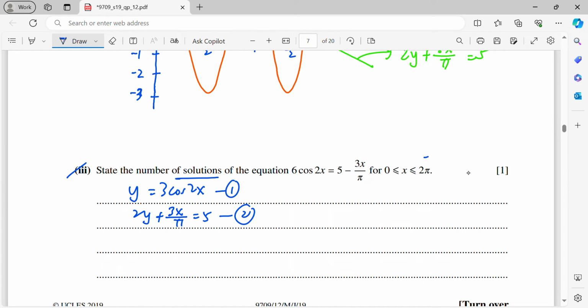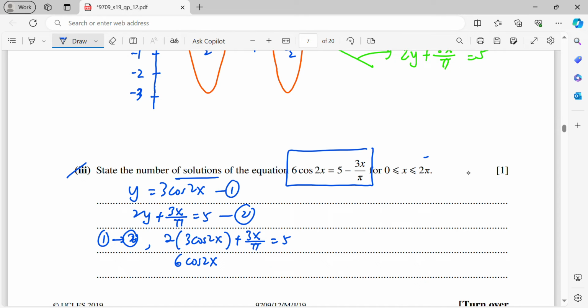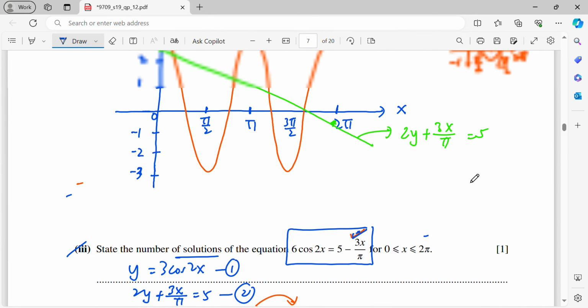So if I substitute first equation into second equation, that means I eliminate the y because I want to get this equation. So from here, first into second, which means 2 of 3 cos 2x plus 3x over pi equals to 5. That means here I will get 6 cos 2x, right? Then this term will be moved to the right side. So I will be getting the same equation over here. That is 5 minus 3x over pi. That means this equation actually is referring to the intersection points. Because when I substitute first equation into second equation, I'm solving simultaneous equations, which will give you the intersection points.